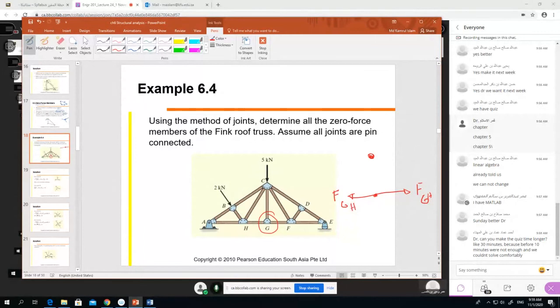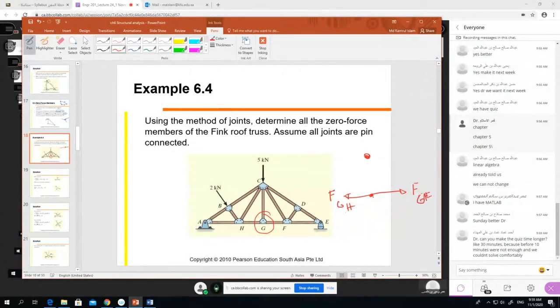So here GH and here GF. We assume this is tension. The other force is FGC. Now this is joint G. If we take the summation of vertical forces equal to 0, we will find FGC in the vertical direction. The horizontal forces will not count, and there is no other force. So FGC equals 0. That means FGC is a zero force member.